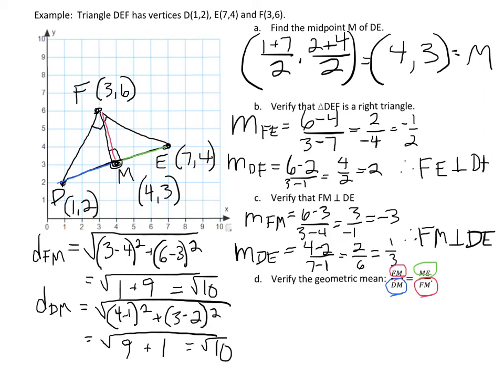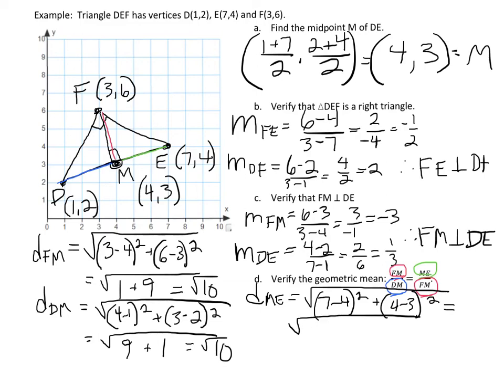Now last thing is the green line. So M to E: 7 minus 4 squared plus 4 minus 3 squared equals, let's see, 7 minus 4 is 3, squared is 9, and then 4 minus 3 is 1, squared is 1. So I get square root of 10 again.